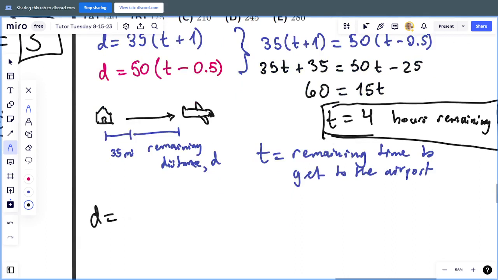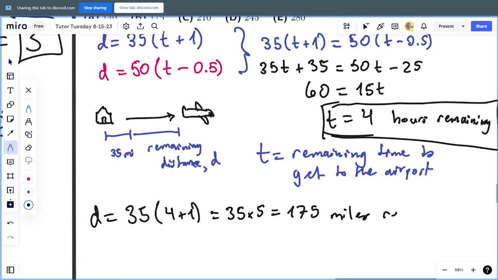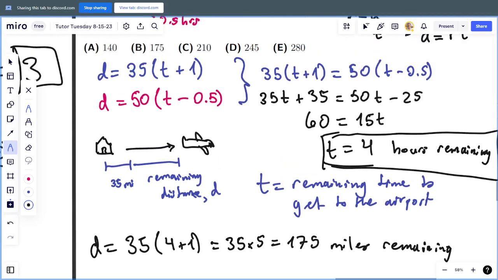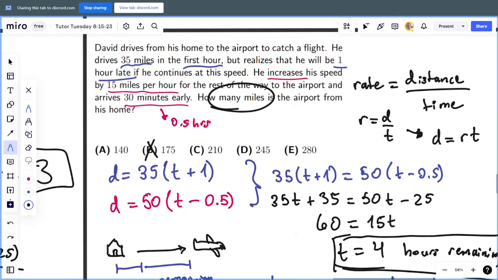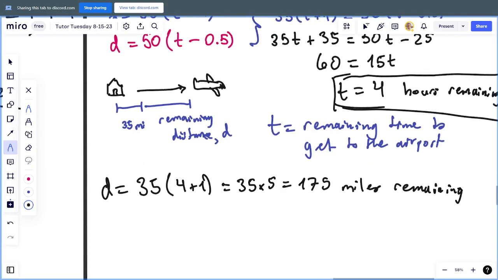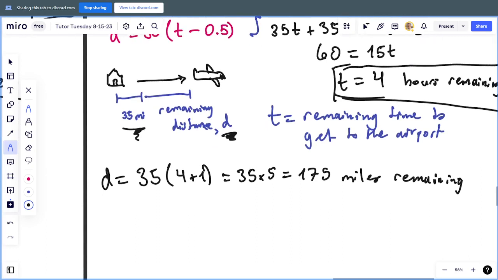So then d would be equal to 35 times 4 plus 1, or 35 times 5, which is 175 miles remaining. Keep in mind this is the remaining distance, right? We do see answer choice B as 175, but that's not correct, because he has 175 miles remaining. And we're asking how many miles is the airport from his home. So since we solved for the remaining distance, we just have to add in the 35 miles that he drove initially.